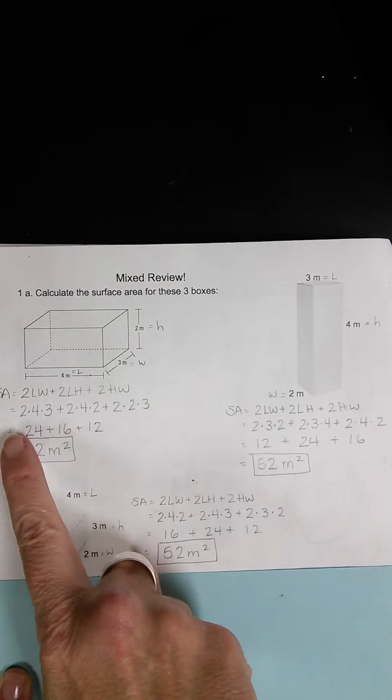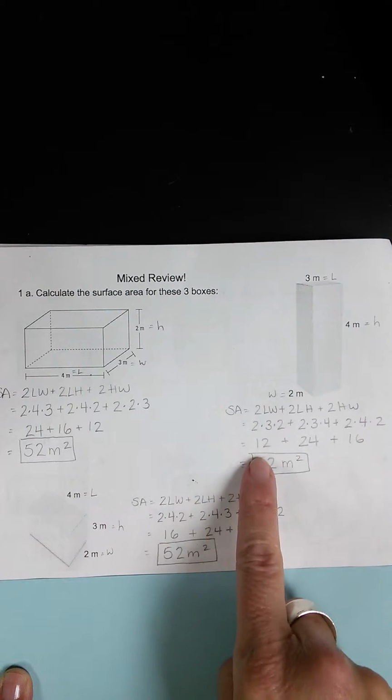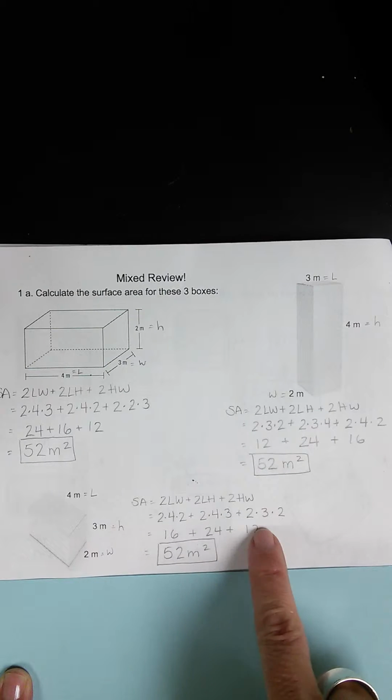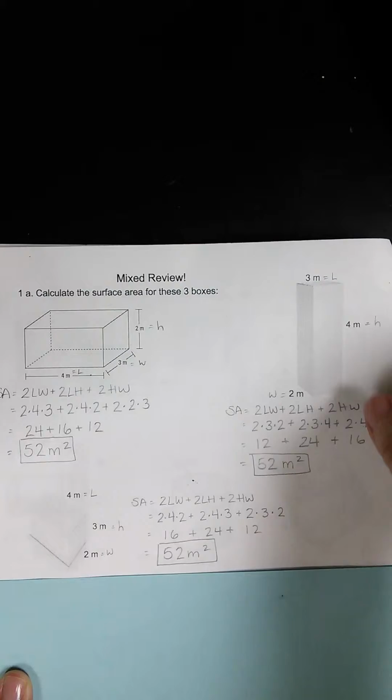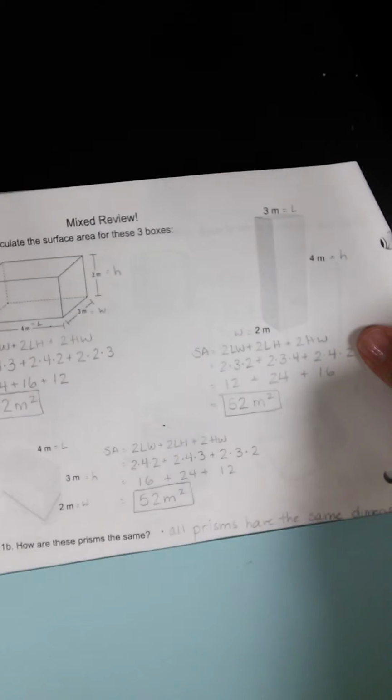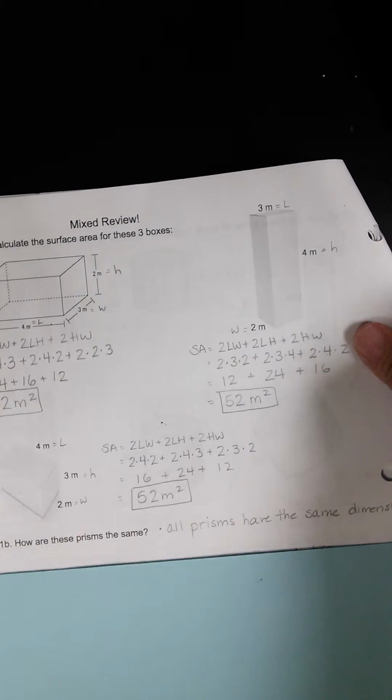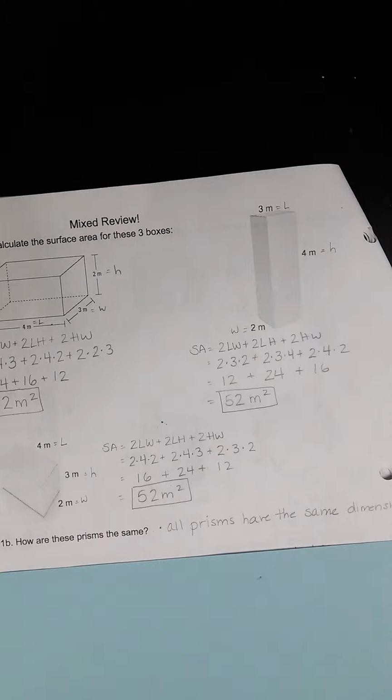Now, you can see that the numbers that you have are actually in different orders for all three, but they're the same numbers, just again, in different orders. So what that says, how are they the same? Well, all of them have the same dimensions.